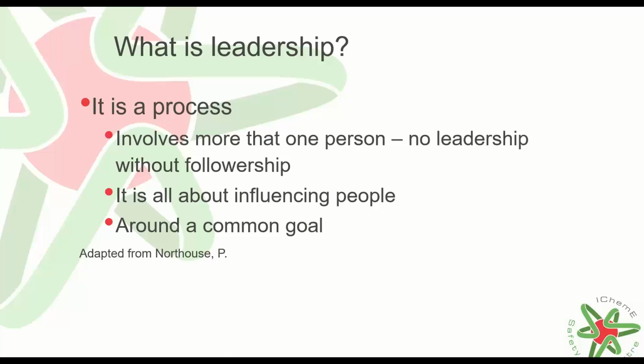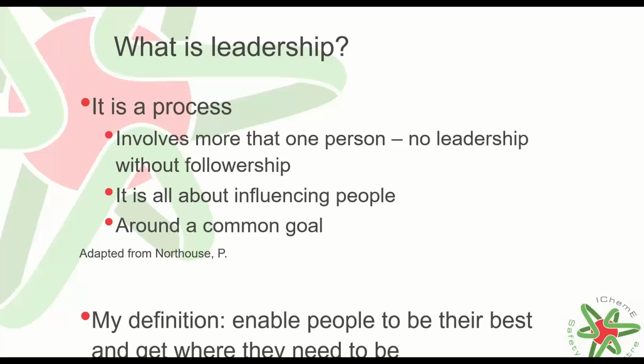So whatever that common goal particularly is, so it might be leading the organisation. The common goal would be to deliver outcomes for the organisation. There'd be a series of sub-goals in that. It needs to be done safely. It needs to be done on budget. It needs to be done on schedule, for example. That would be the sub-goals around that. But overall, this is what it's about. So I like to summarise it personally in it's enabling people to be their best and get where they need to be.